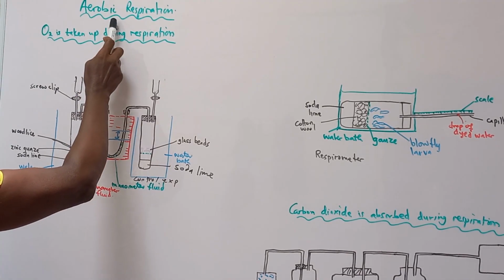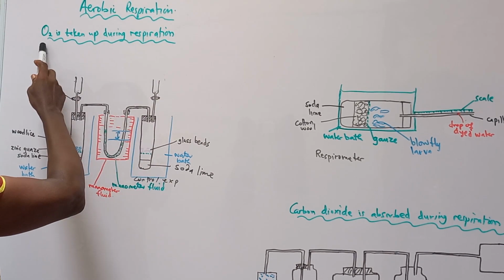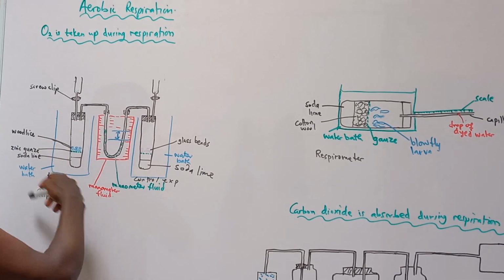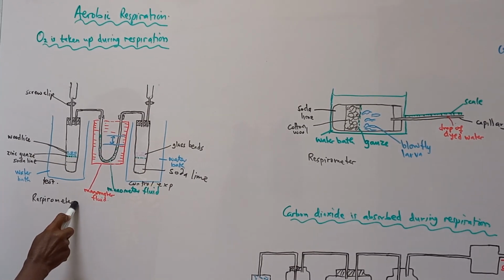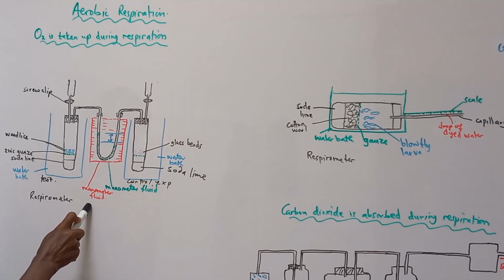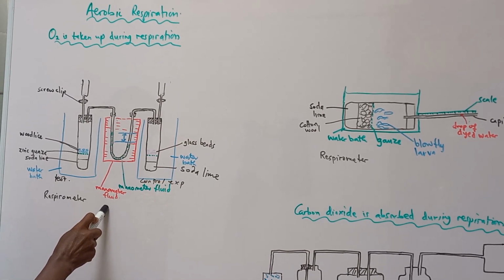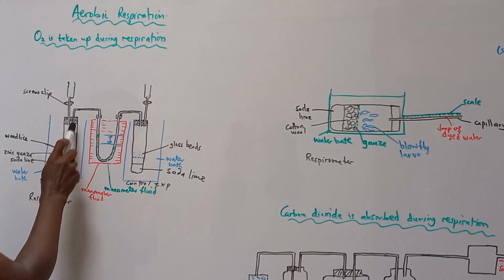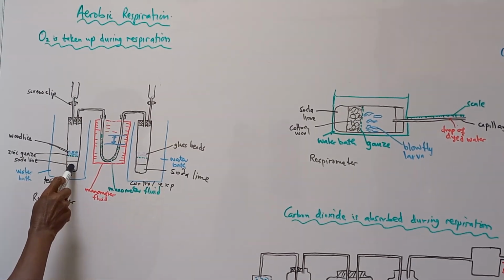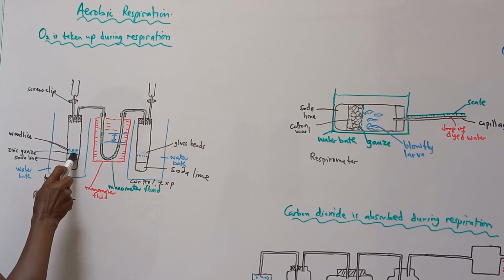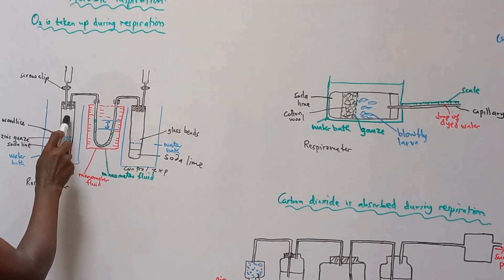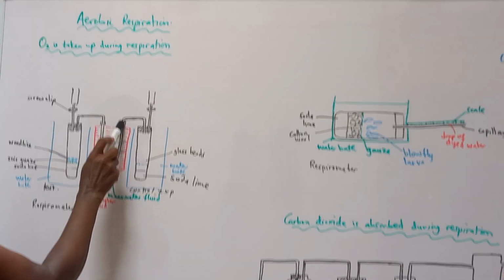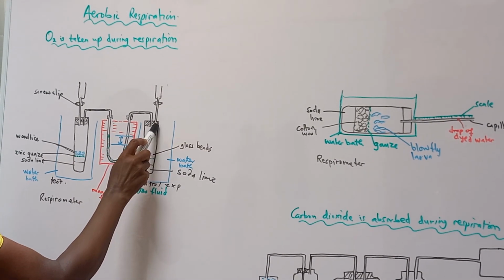So we want to look at aerobic respiration. The first thing is oxygen is taken up during respiration. This is the setup. This setup is called a respirometer. It's going to measure the rate of oxygen uptake in this system. Now we have this as a test experiment tube. You have soda lime here, this gauze, these are wood lice in here, and this tube is connected to the manometer, that's the manometer, and connected to this system also.